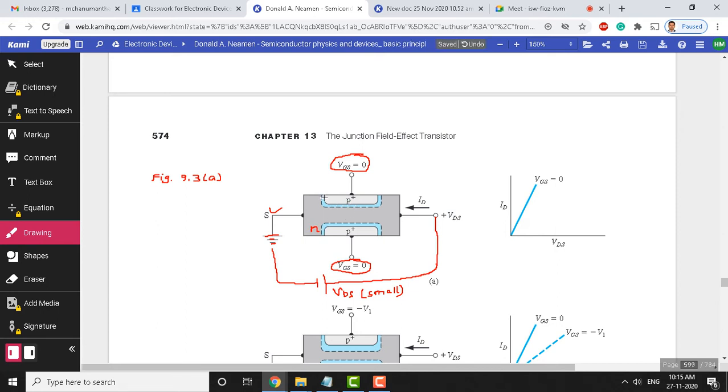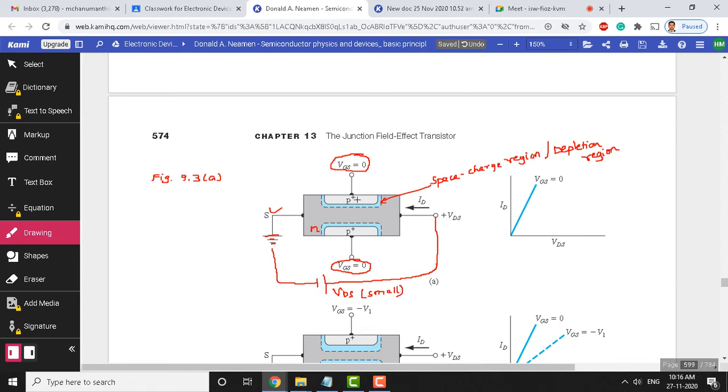That blue color stuff what you see is the depletion region. This is a depletion region, or this can be called the space charge region. Space charge region or depletion region, anything you can call it. Okay, and this is the region here.